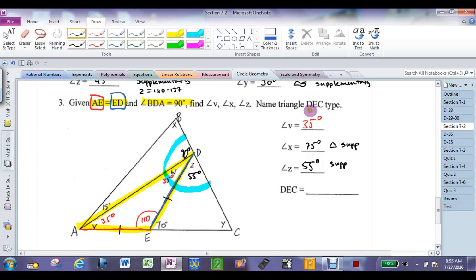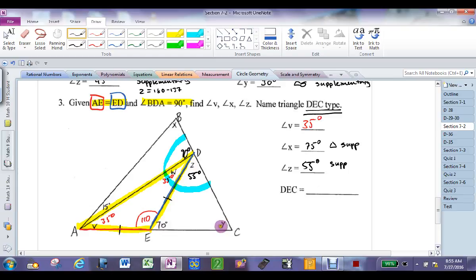Now I got to decide what kind of triangle DEC is. Well, it can't be a right angle triangle, can it? Because there's no 90s, so right angle's out. So can it be equilateral? No, because equilateral angles are all 60. Are either of those 60? No. So it has to be isosceles or scalene, right? If it's scalene, none of the angles are equal. If it's isosceles, two of the angles are equal, yeah?